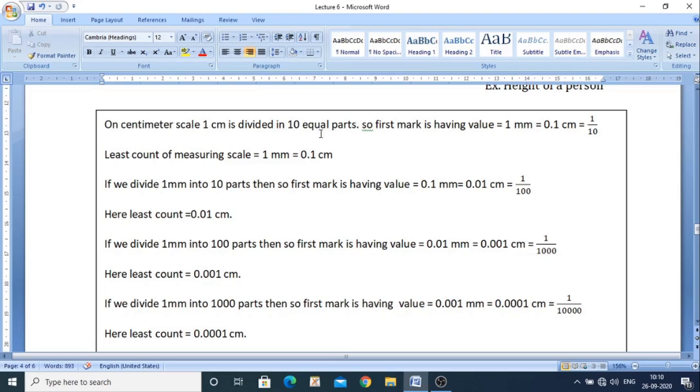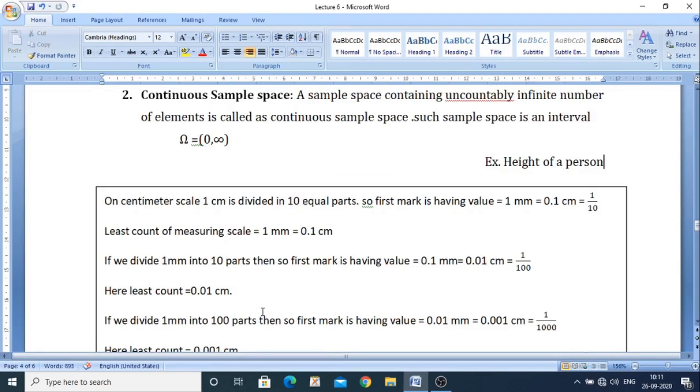And how many such values will lie? We don't know, because first we said there are 10 values between 0 and 1 centimeter. But now we are saying 100 points are there. Here we are saying 1000 points are there. Here we are saying 10,000 points are there between 0 and 1 centimeter. Like that, as one goes on increasing the zeros, the number of points between 0 and 1 centimeter also goes on increasing.